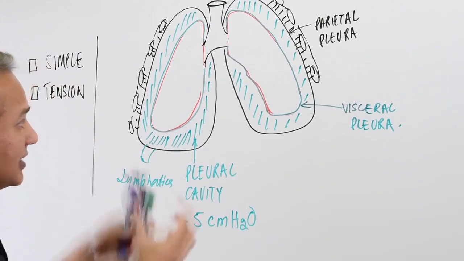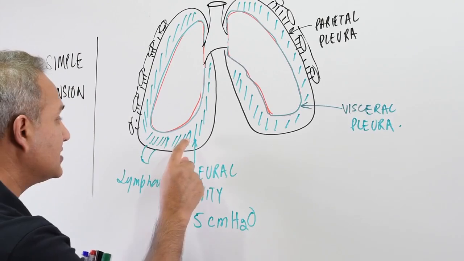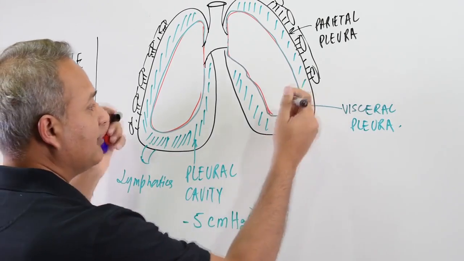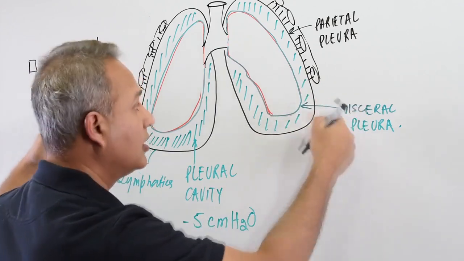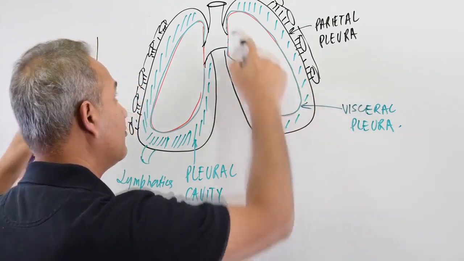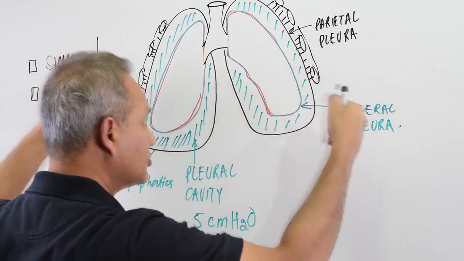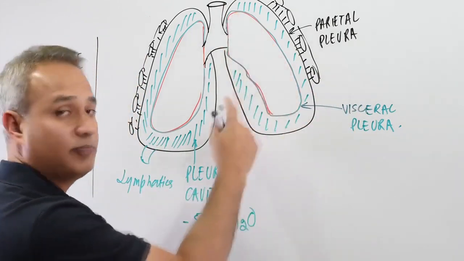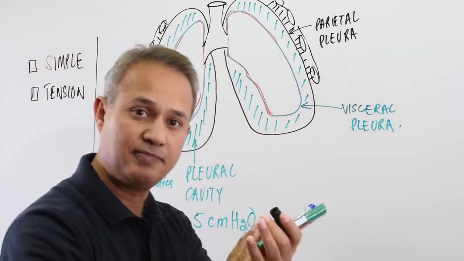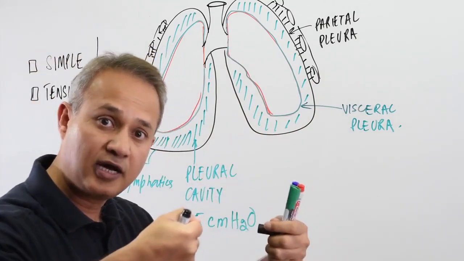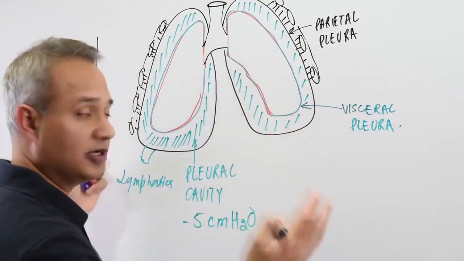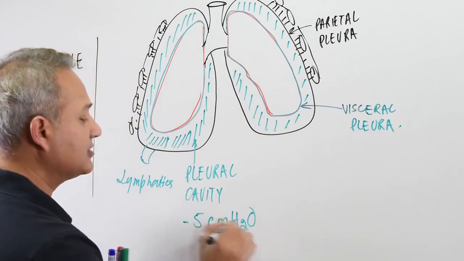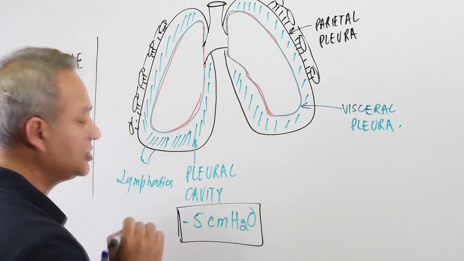Now lungs are pulled out because of this negative pressure. So the chest wall pulls the parietal pleura out. The parietal pleura exerts pressure on the fluid in here and tries to suck the fluid outwards. Fluid is then causing a suction effect on the visceral pleura. The visceral pleura is tightly bound to the lungs, so the lungs are pulled out. That is how the outward pull happens, and that is why there is -5 centimeter of water pressure.